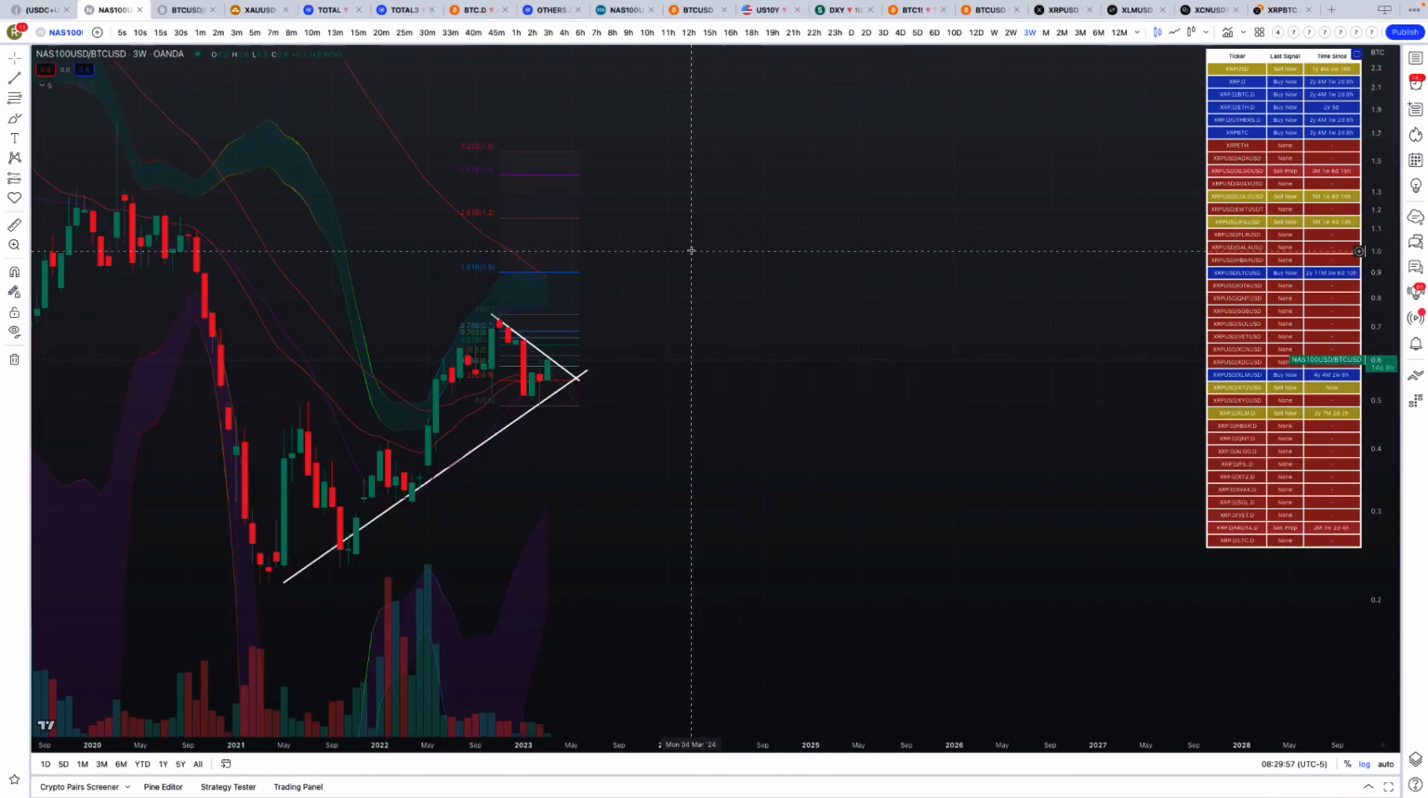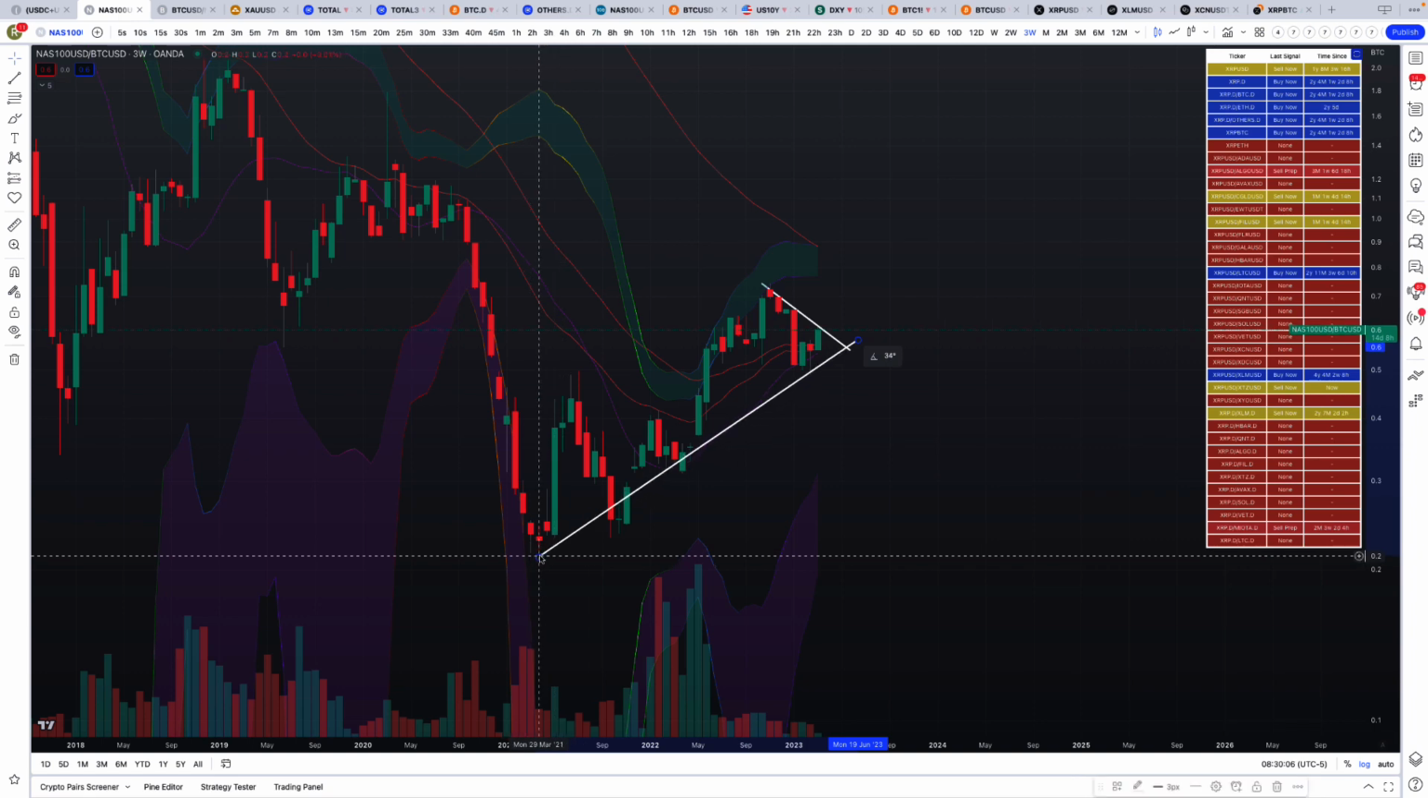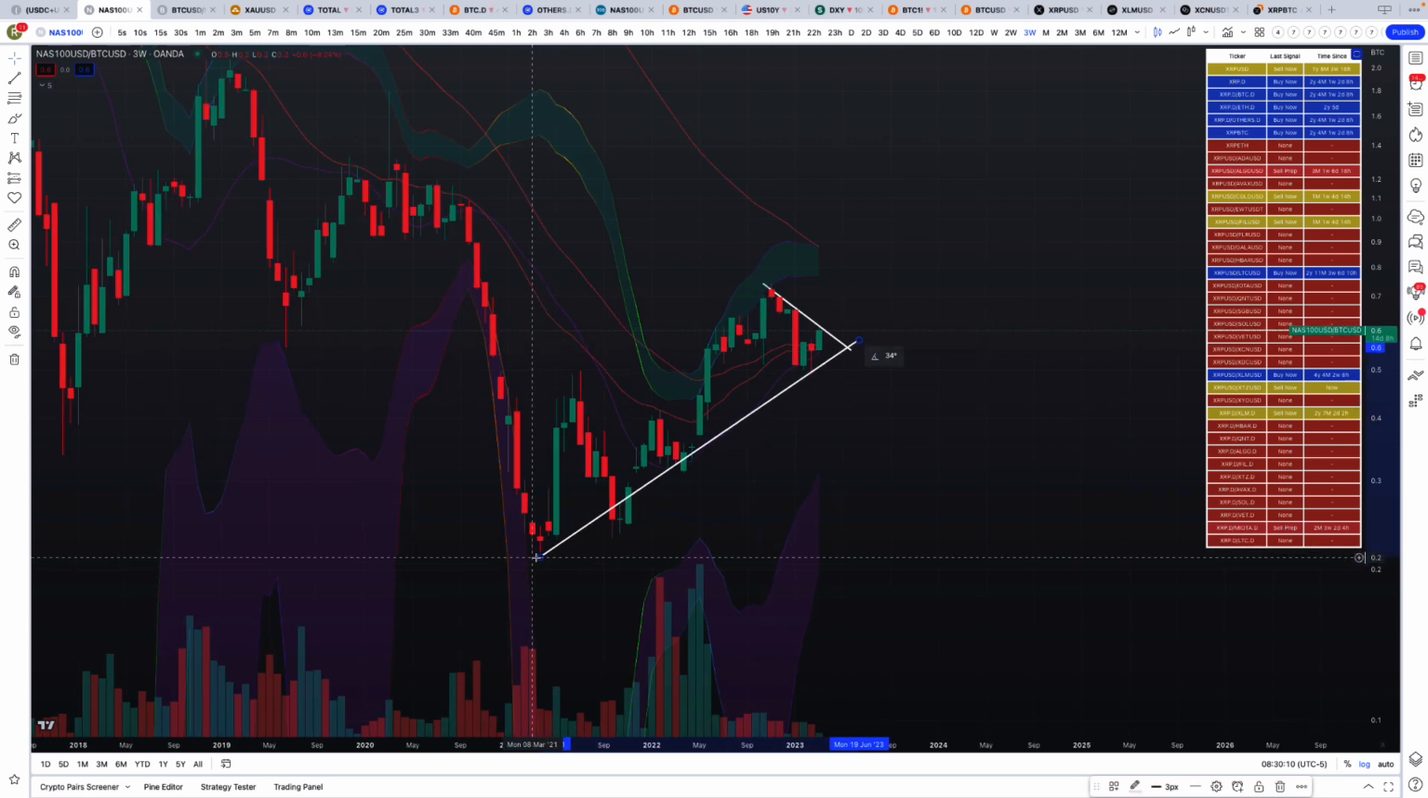So we're on a 3 week chart. So this is very big picture. And we can see that we have that trend line coming down that we ran into rejection at right now. We had this trend line coming up. We could say that's kind of tough right there.